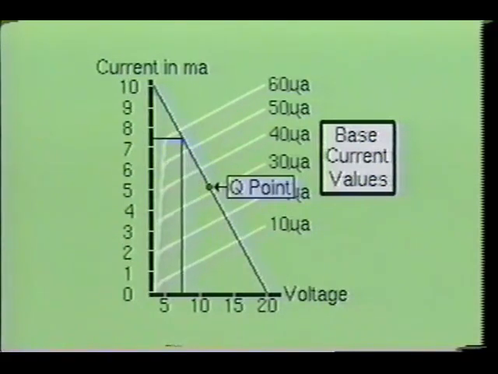Small signal amplifiers are designed to increase the amplitude of the incoming signal. To allow for the widest variations in amplitude, the Q point should be located at the midpoint of the DC load line. This allows the signal to fluctuate the maximum amount between these two extremes.